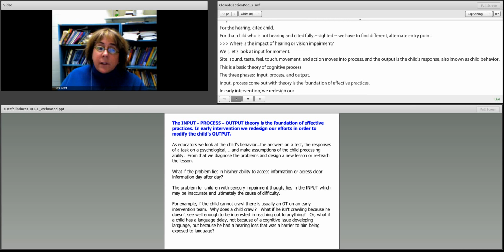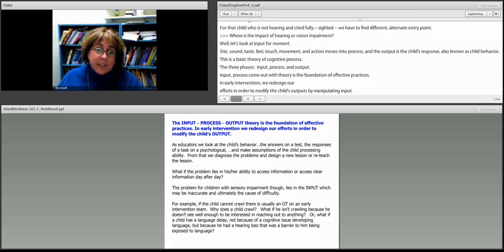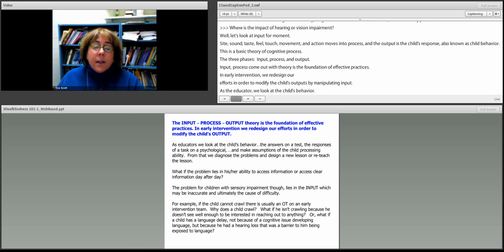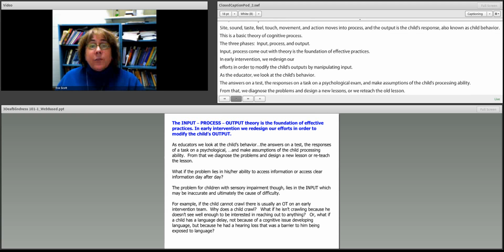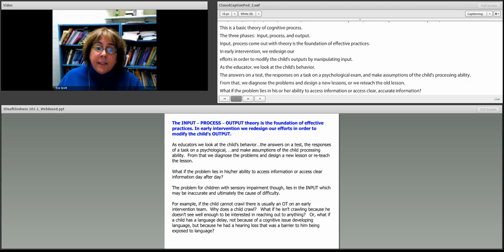As the educator, we look at the child's behavior, the answers on a test, the responses on a task, on a psychological exam, and make assumptions of the child's processing ability. From that, we diagnose the problems and design new lessons, or we reteach the old lesson. What if the problem lies in his or her ability to access information or access clear, accurate information day after day? The problem for children with sensory impairment lies in the input, which may be inaccurate and ultimately cause the difficulty with the output.